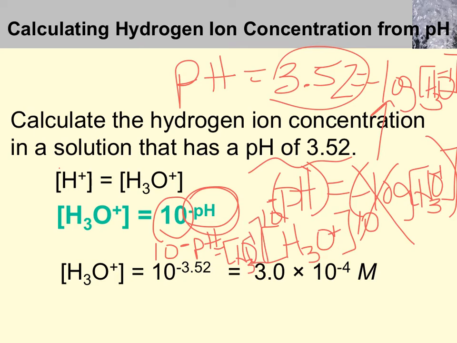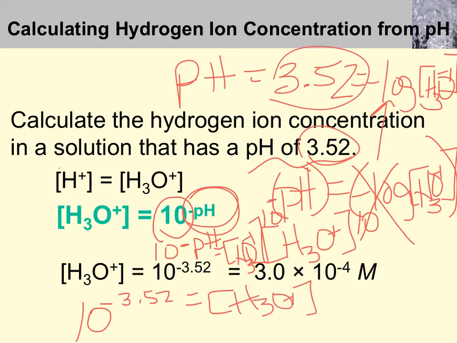All right, so for this problem, you simply would say 10 and take the minus pH, so it was raised to minus 3.52, and that will equal your hydronium concentration. Make sure that you have the right key in your calculator, especially using the calculator that you will take your exam with. And make sure that you get this value, 3 times 10 to the minus 4 molar.